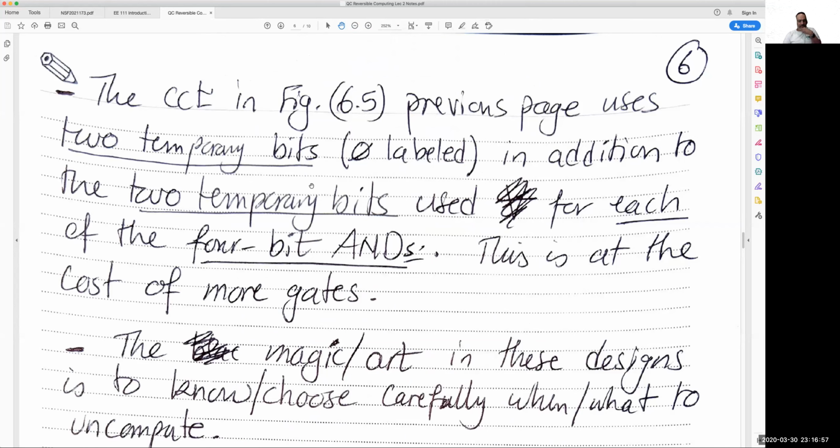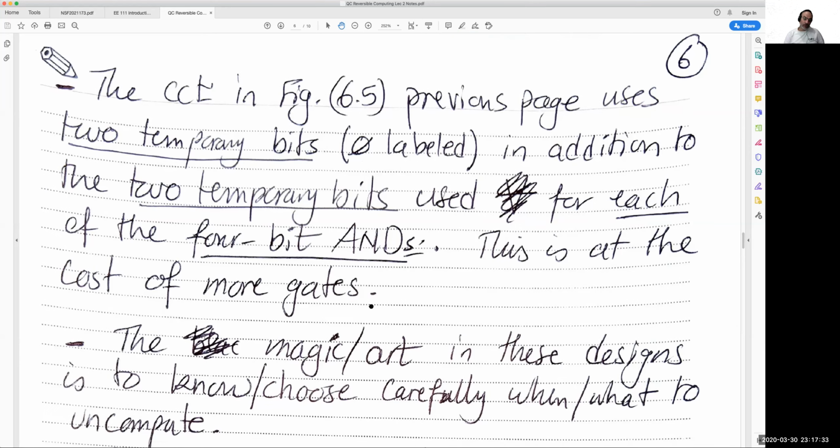So now the circuit in figure 6.5, which is on the previous page, the 8-bit AND gate, uses 2 temporary bits, the ones on the left labeled with a 0, which I highlighted as the intermediate results in yellow. These are 2 intermediate bits. Besides, we also have 2 other temporary bits that are used inside each of the 4-bit AND gates.